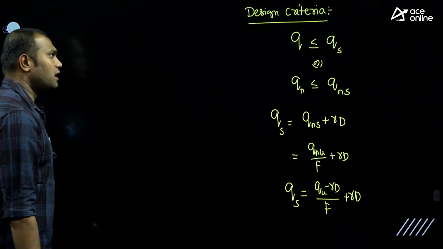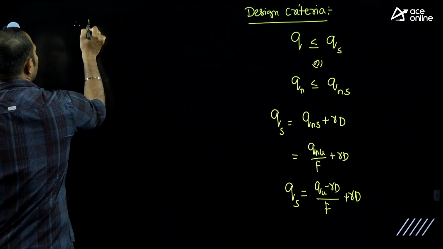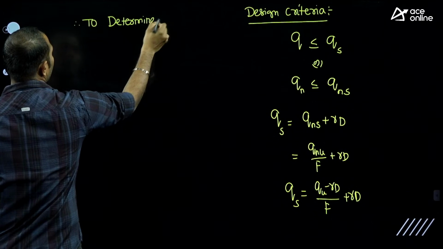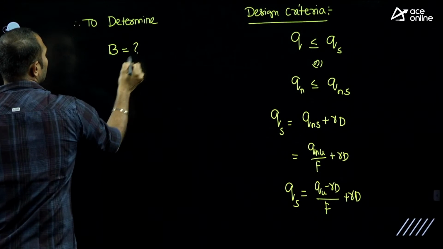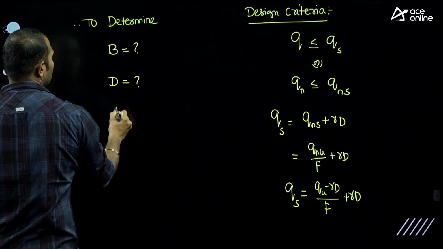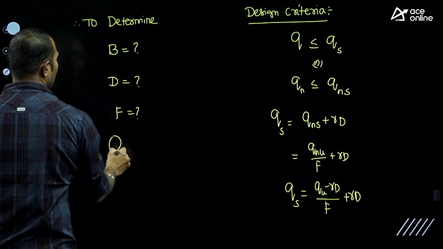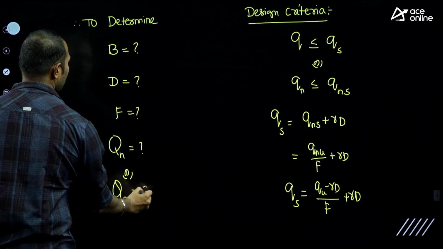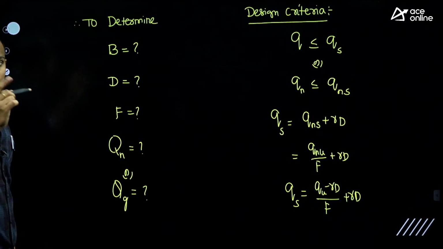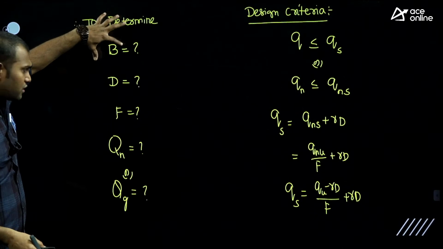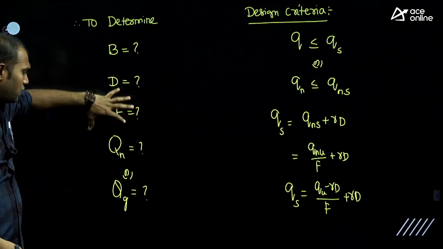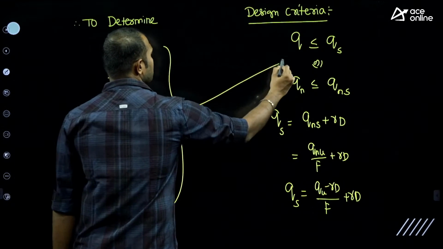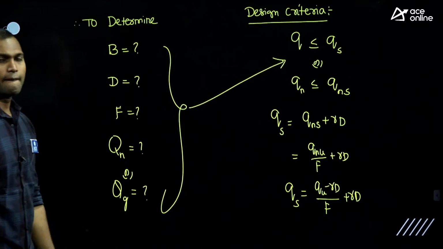Based on the design criteria, we use that condition to determine the width of the foundation, depth of the foundation, factor of safety, net load or gross load. Anything you want to find, width, depth, factor of safety, net load or gross load, you have to apply that condition as the design criteria.